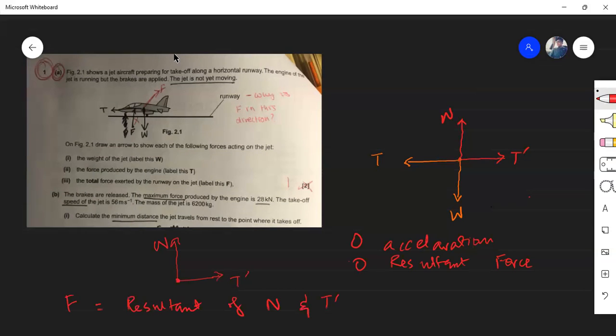Okay, is it clear? Yep. So we'll just use any method that you like, either the method of triangle addition or parallelogram addition. I'll just use parallelogram addition. So this, and then this, and this is the force F. Okay.